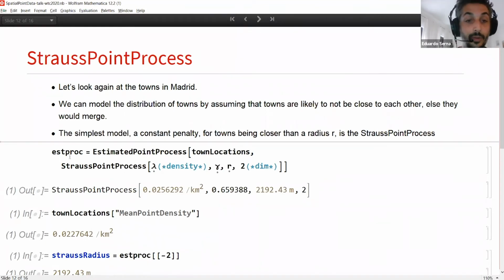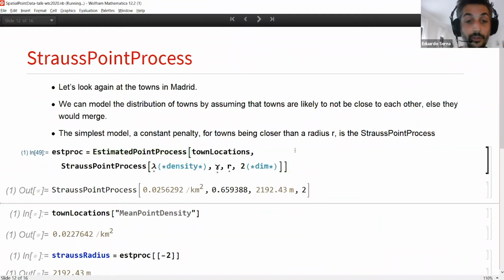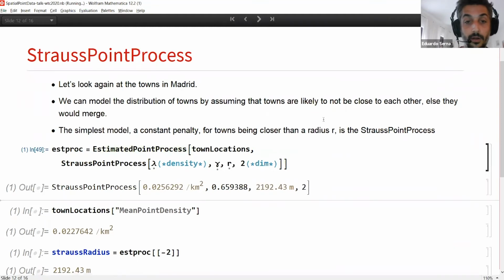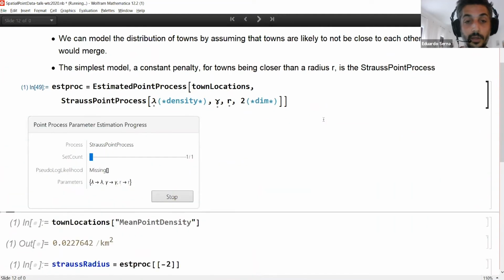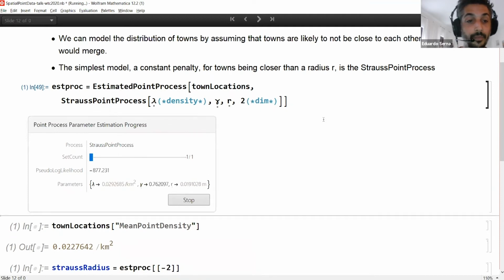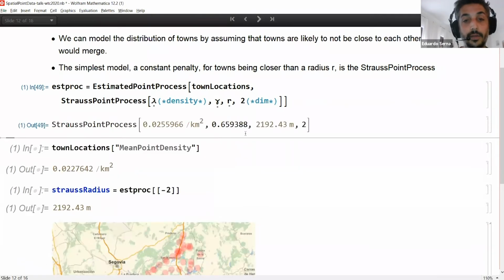So we can estimate from the data, and this is something that I want to run to show the interface as well. It's pre-computing some data to start the estimate, and now we'll start the estimation. And again, we have this nice user interface, and oh, that was too quick. But it's trying to minimize the pseudo-log likelihood, and it gives us these parameters.